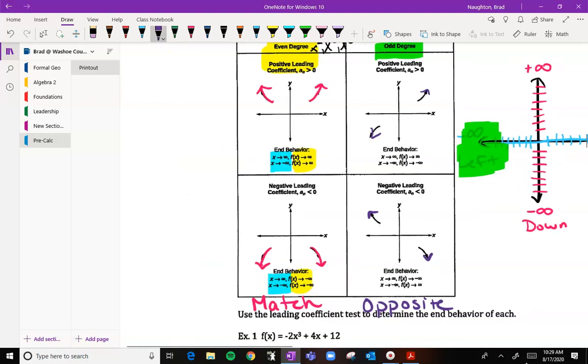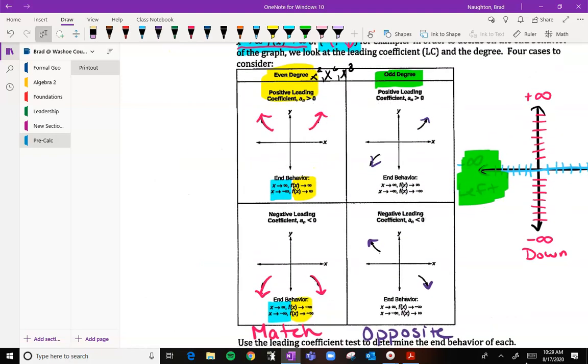So how does that help us from here? If I go this way reading my chart, this is when we have a positive leading coefficient. If our leading coefficient is positive, both arrows are going up, or the right arrow is going to end high. It's going up, so I call this end high. And down here on the bottom one, this is the negative row.